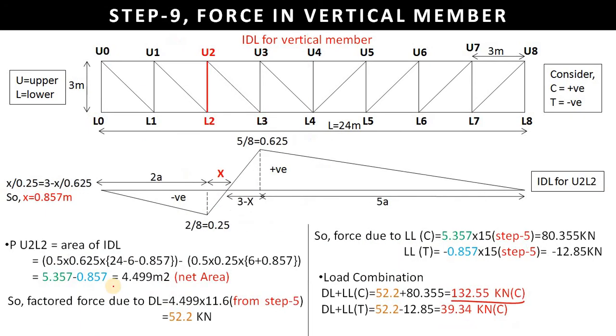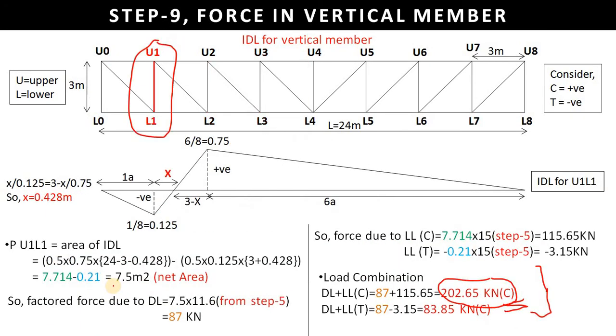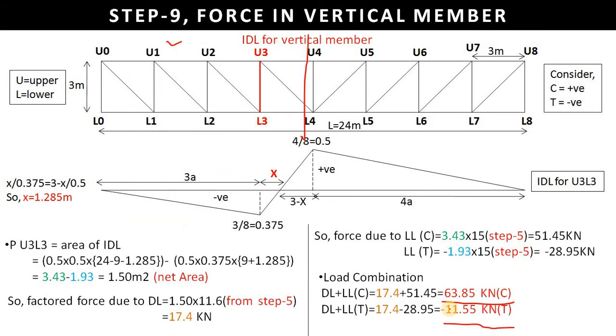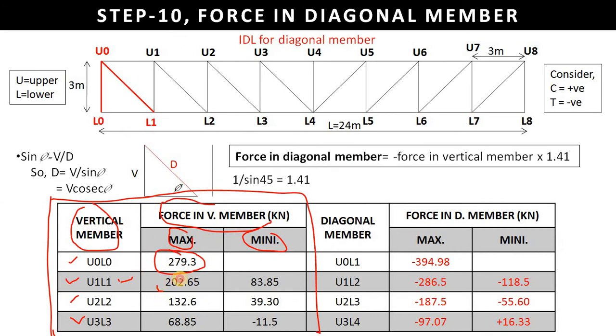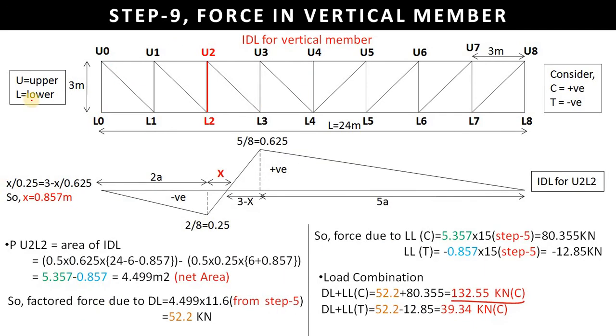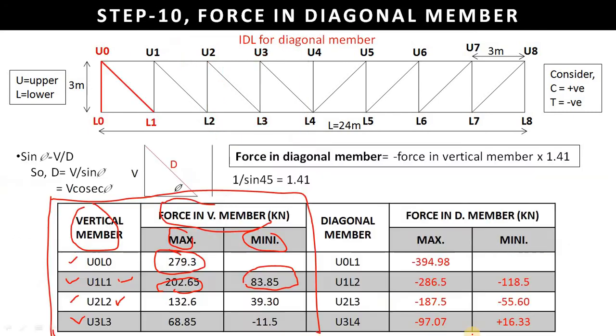So let us see U1 L1. In this particular member U1 L1, the force we have obtained is 202 as a maximum and 83 as a minimum. So we will write that force, 202 in maximum and 83 in the minimum. Similarly, coming on to U2 L2, we have the maximum force as 132 and minimum as 39. So we will write maximum as 132.6 and minimum as 39.